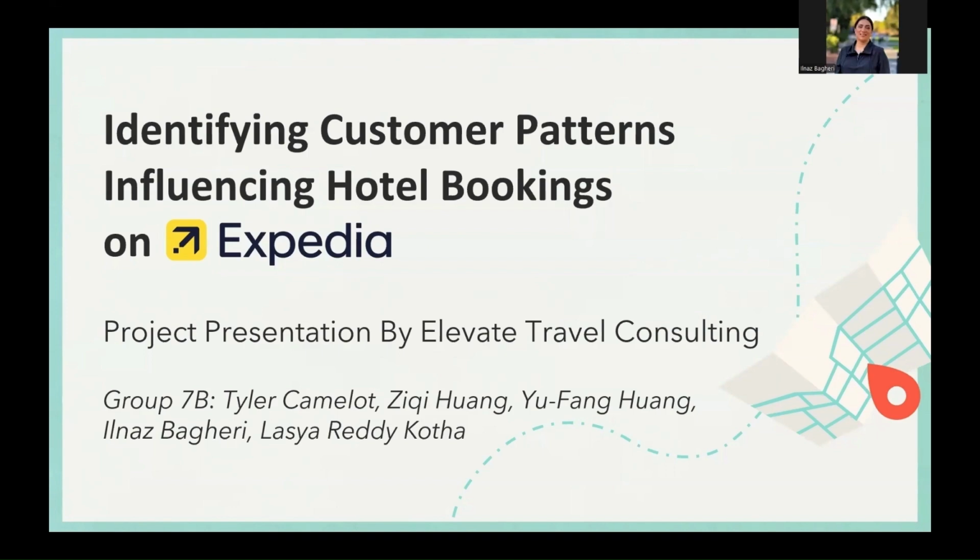We are Group 7B presenting on behalf of Elevate Travel Consulting. Our team consists of Tyler Camelot, Ziggy Hong, Yu Fang Hong, Lassia Reddy Kutta, and Ilnaz Bagheri. Today we will present our project titled Identifying Customer Patterns Influencing Hotel Bookings on Expedia. Our objective is to analyze customer behavior and understand which factors drive booking decisions on Expedia.